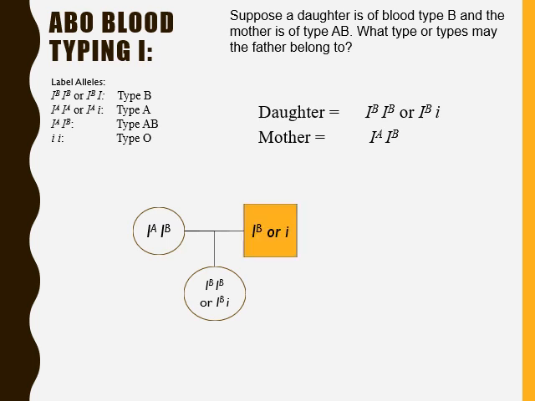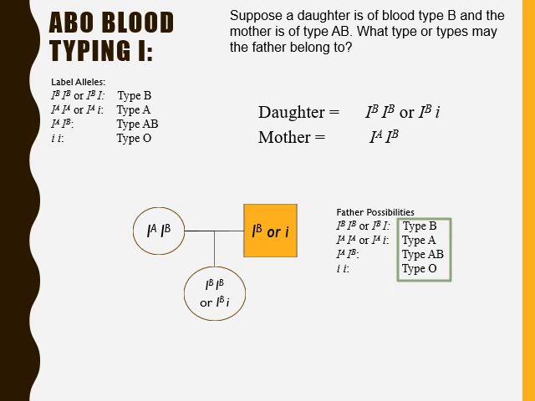Then we ask ourselves, what is the father? The father must have either an IB or little i. We don't know. So looking at our possibilities, we scan through here to see what are options that have either an IB or little i, and it turns out it's every single one of them. Which means with this combination of mother and daughter, you cannot rule out any man on the planet from being the daughter's husband. I'm sorry, the daughter's father.